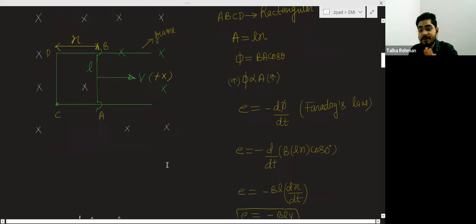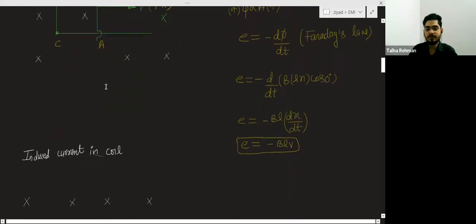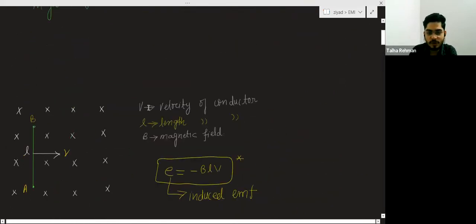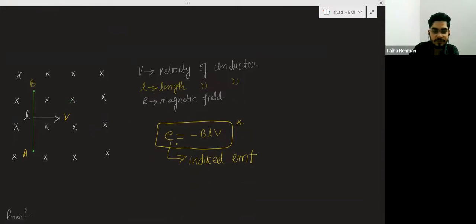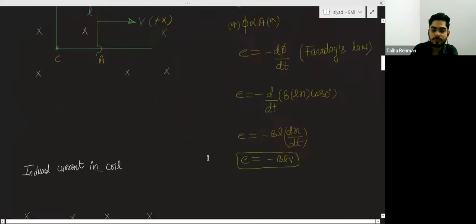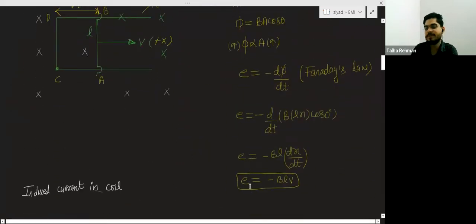Remember, this will be the induced EMF in this wire AB. You can write here, I have already written here: this is the induced EMF in the conductor. Again, this is the same result. E represents the induced EMF, small e.